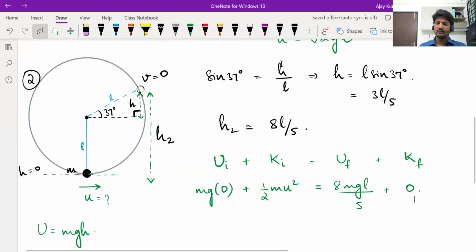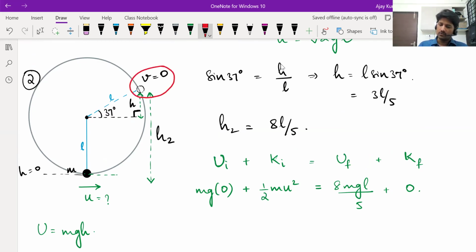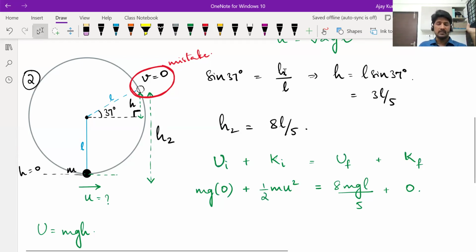But there is a fundamental mistake. There's a conceptual mistake in this solution. We want the string to at least rotate to that angle, 37 degrees above the horizontal. But I told you one point in the last class, you may have forgotten, that speed becoming 0 anywhere in the upper half of the circle is impossible. So this is the mistake that we made here. Not mistake, I allowed you to make that mistake. Remember, speed cannot become 0 anywhere in the upper half.